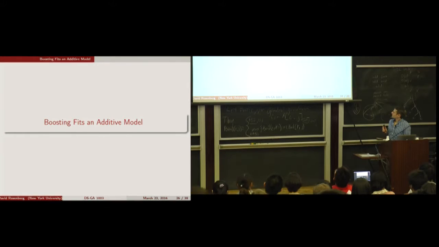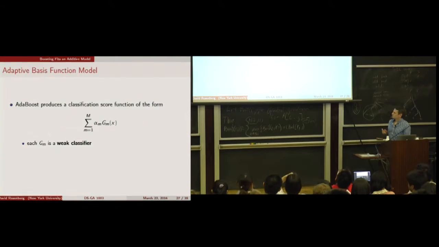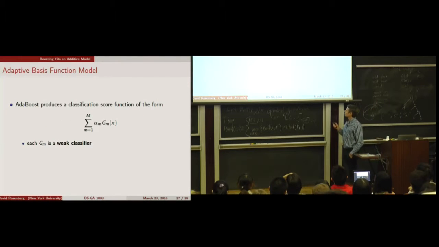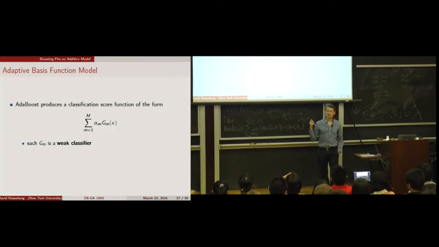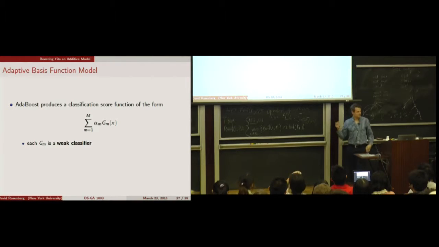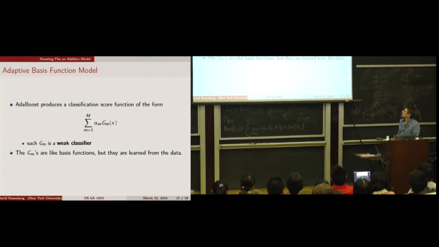Boosting fits an additive model. What's an additive model? We end up with a classifier of this form. It's a non-negative combination of G_m. The G_m are our base classifiers, and each G_m is a weak classifier. One way to think about this is that the G_m are like basis functions. Imagine the G_m were fixed in advance.